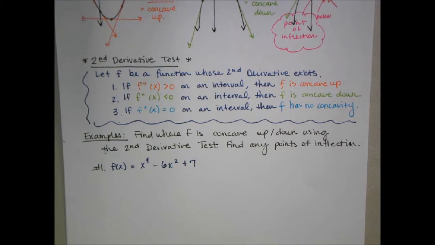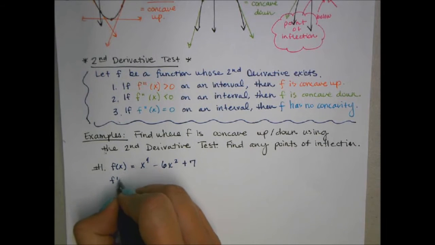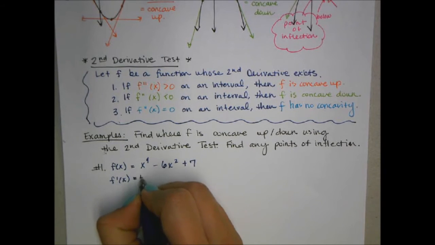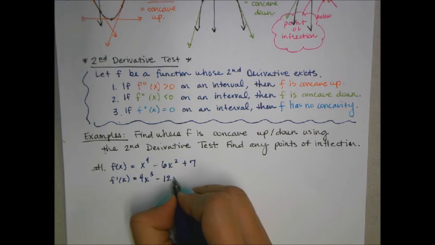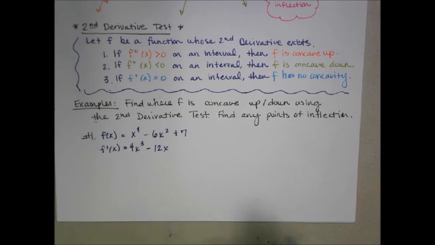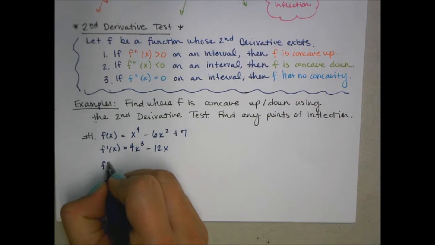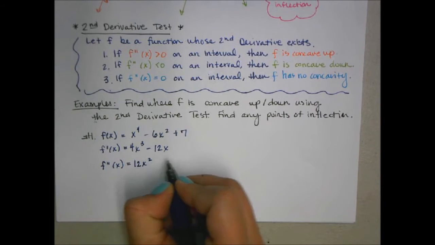So step one, we need to get to our second derivative. We're going to start by taking our first derivative, or x cubed minus 12x, and the derivative of 7 is 0. And moving on to our second derivative, we get 12x squared minus 12.